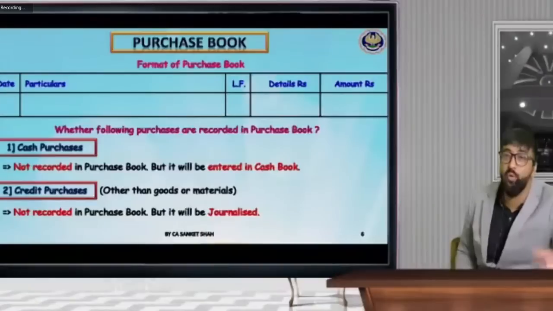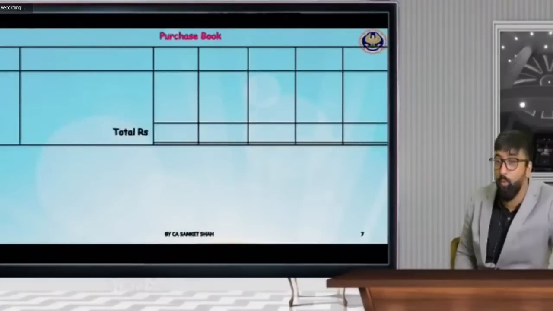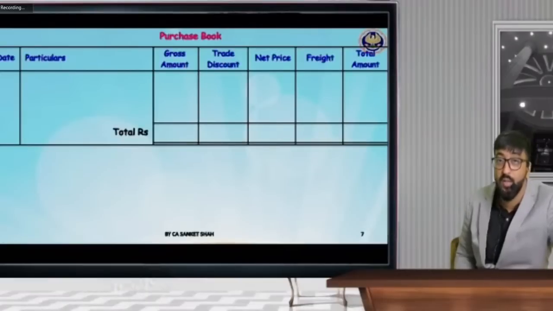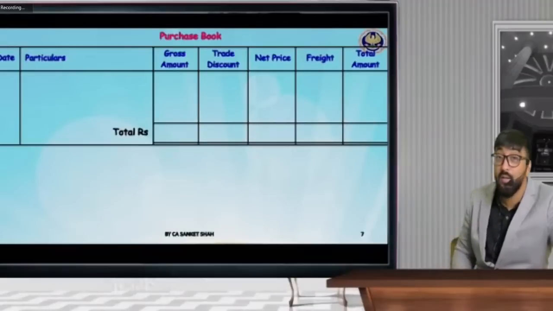So beta, we are going to solve one problem on purchase book. Purchase book, one more pro forma. When to use this pro forma? Yes, I will tell you. Serial number, particulars, gross amount, beta, before bargaining, trade discount, we never record in the books. Net price, yes, we are going to record it in the book. Freight account, we are going to prepare, and total amount.